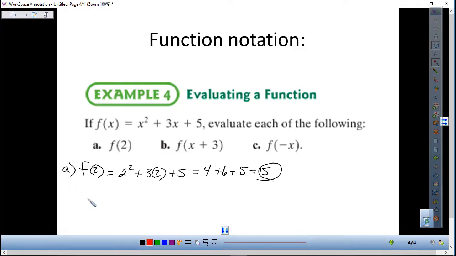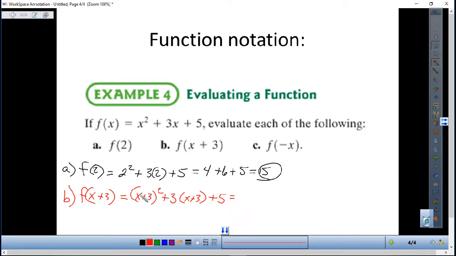Now, for B, it's a little bit different, but it's the same idea. F of x plus 3, we're just going to put x plus 3 everywhere there was an x in the original one. So I'm going to have x plus 3 squared plus 3 times x plus 3 plus 5. And then all I have to do is square this, distribute it here, and simplify and get everything like it is.